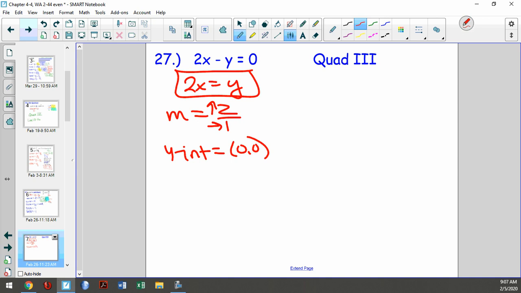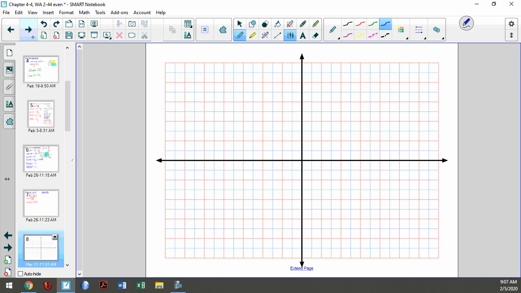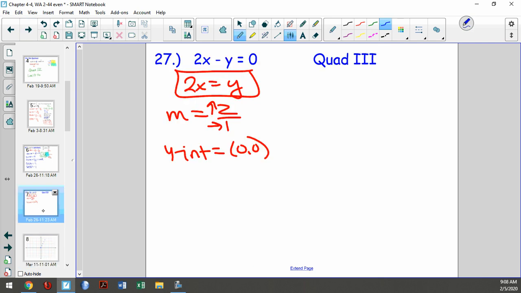And guys, if I come over here and I graph this thing and I start at 0, 0, and I go up 2 to the right 1, up 2 to the right 1, up 2 to the right 1, up 2 to the right 1. All of my points are in what quadrant? It makes a line, but what quadrant does this thing want me to be in? It wants me to be in quadrant 3.